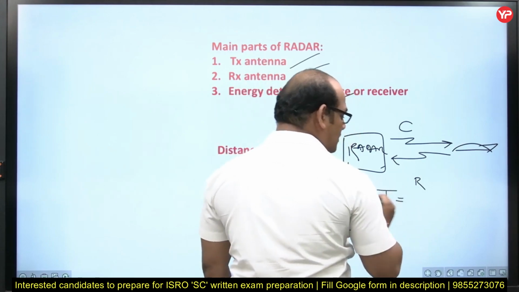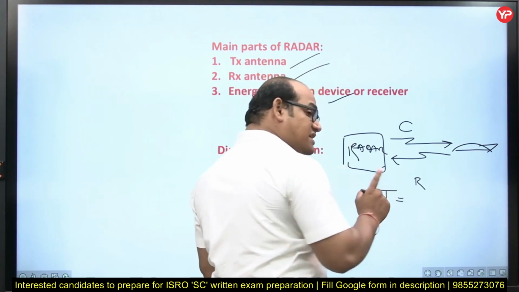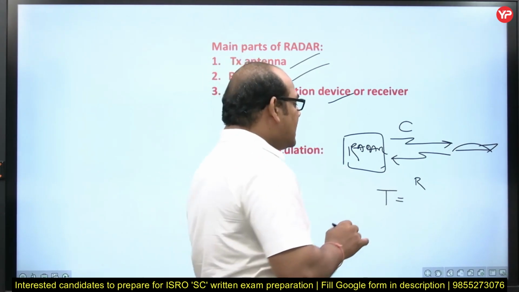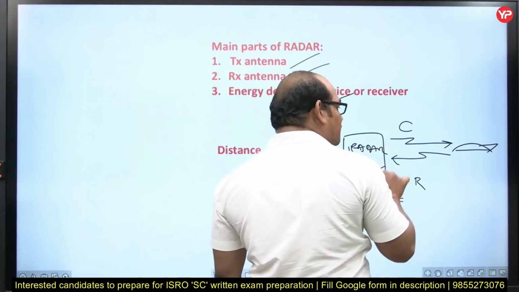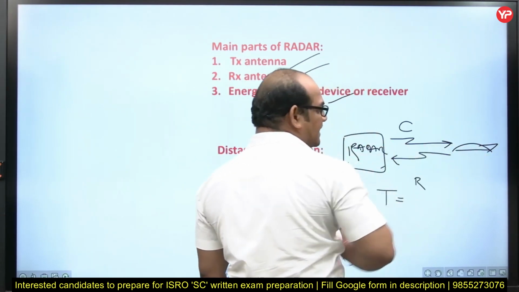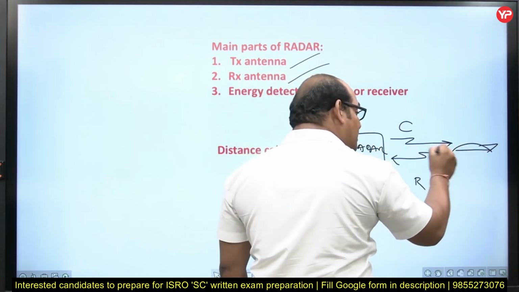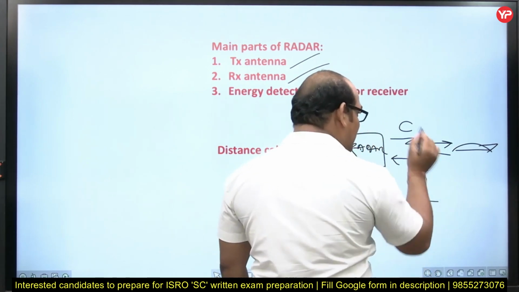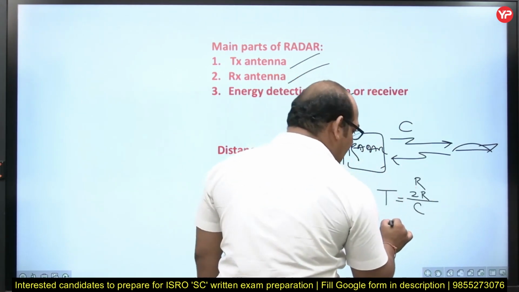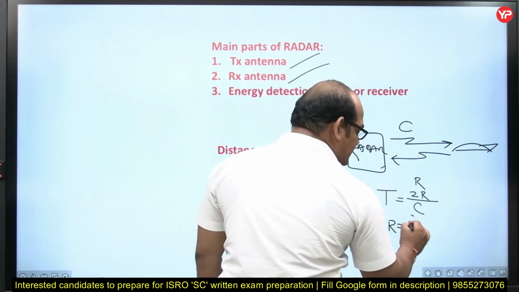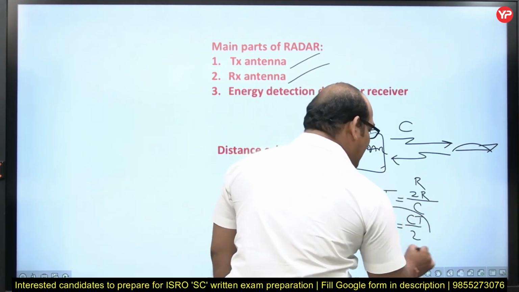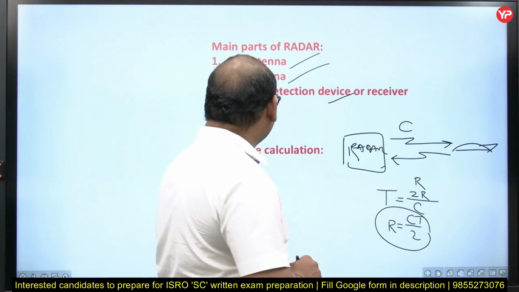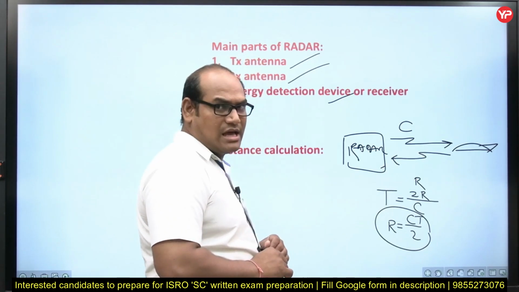What can we write now? Time is equal to distance by velocity. But how much distance? Is it r? No, it is 2r, because this time is the total time for going towards the target and reaching the radar again. That means the wave has traveled 2r distance. So t equals 2r by c. From this, r is equal to ct by 2. In this way we can calculate the range, that means the distance between radar and target. This is the basic information to calculate the distance between the target and the radar.